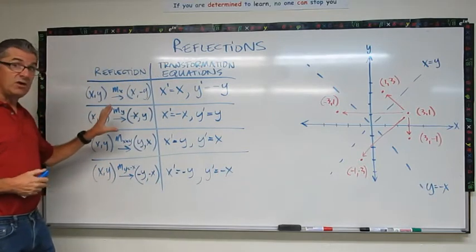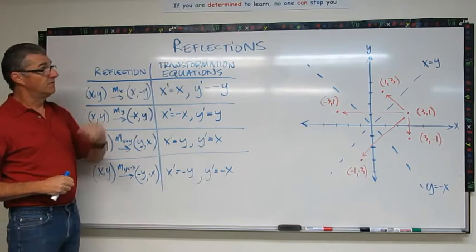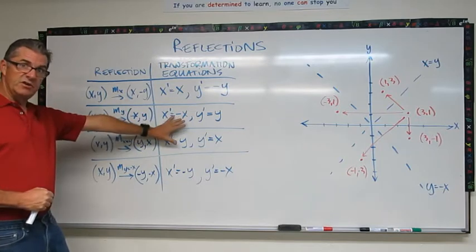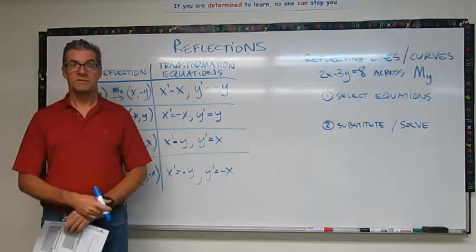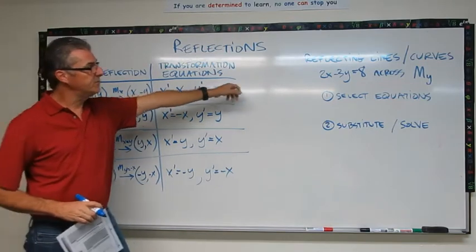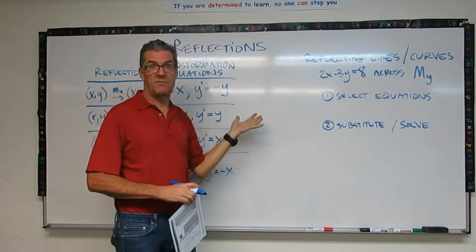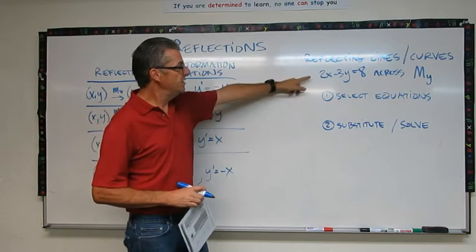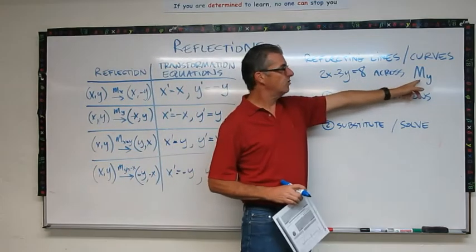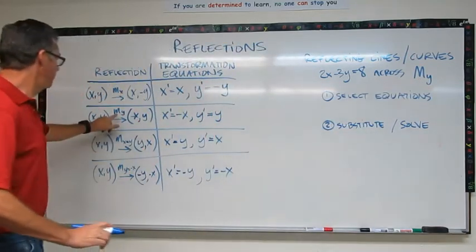Now this table is what you need to do all of your reflections. I'm sorry, not translations. So for cheat sheet notes, this would be a good thing to have in there. Okay, so let's use all this stuff to do a couple problems. Our first one, we're going to reflect a line in this case, but you can use the same technique for reflecting curves as well. So here's my line, 2x minus 3y equals 8, and we're going to reflect that across the y-axis. That's m sub y from the table right there.